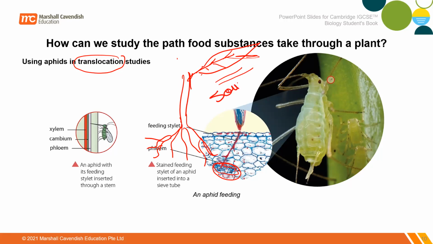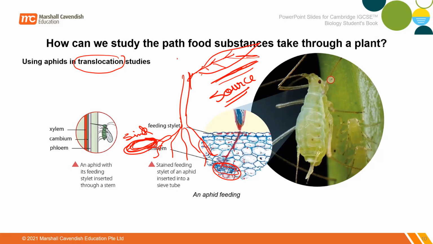We name it the source because it is the source of food. And now this other part is called the sink. So if the leaf carries out the photosynthesis process, it is considered the source, and the roots, which store all of the materials, are named the sink.